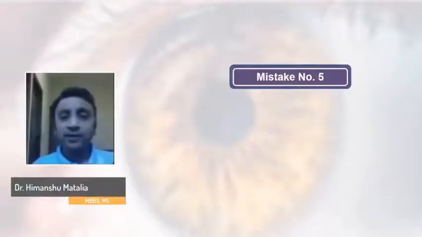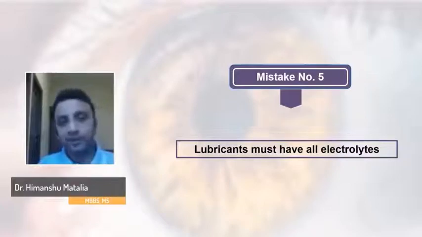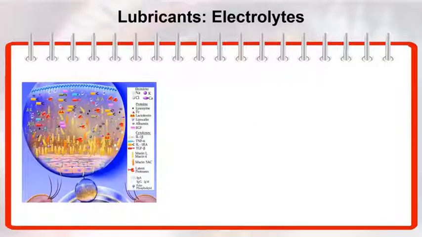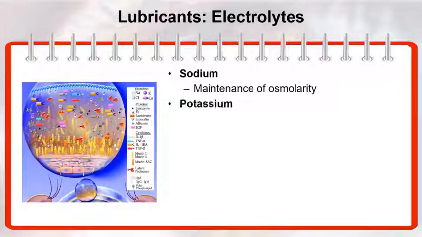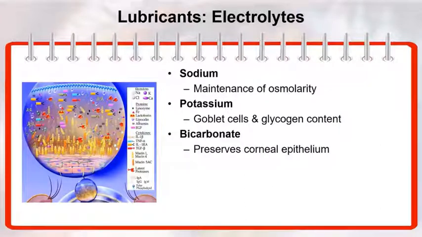Mistake number 5, lubricants must have all the electrolytes, and we keep on getting new drops which tell us that we have every electrolyte possible. What is the use of these electrolytes? Well, these electrolytes, something like sodium, which is very important for maintaining osmolarity. Potassium is important for the health of goblet cells and glycogen. Bicarbonate is an essential part of maintaining the epithelium integrity as well as the health of the epithelium, and it helps in healing.